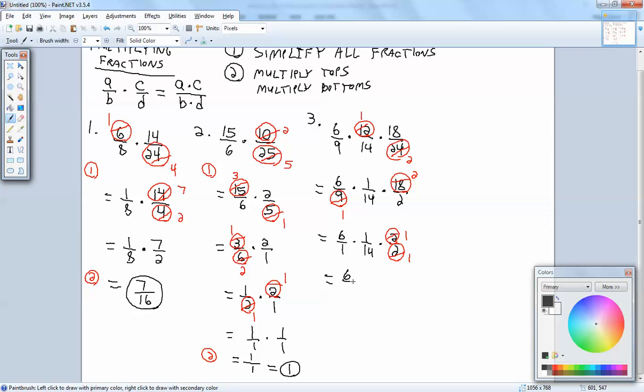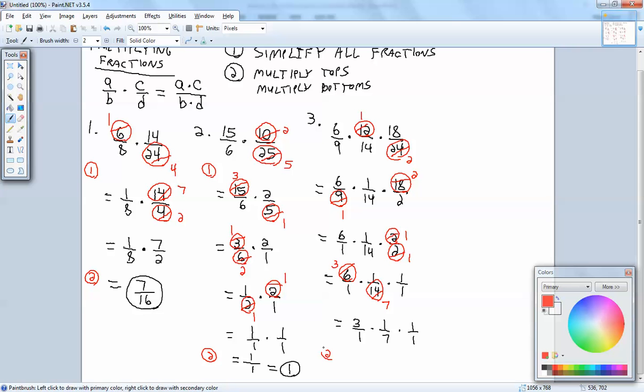Okay, so we got 6 over 1 times 1 over 14 times 1 over 1. If it's ever 1 over 1, you could just drop that part, but I'll leave it there. And it looks like we got one more. We got 6 and 14. Both divisible by 2. 6 divided by 2 is 3. 14 divided by 2 is 7. So we're going to have 3 over 1 times 1 over 7 times 1 over 1.